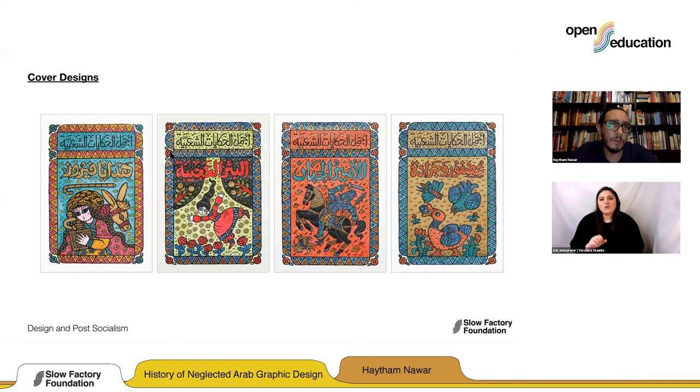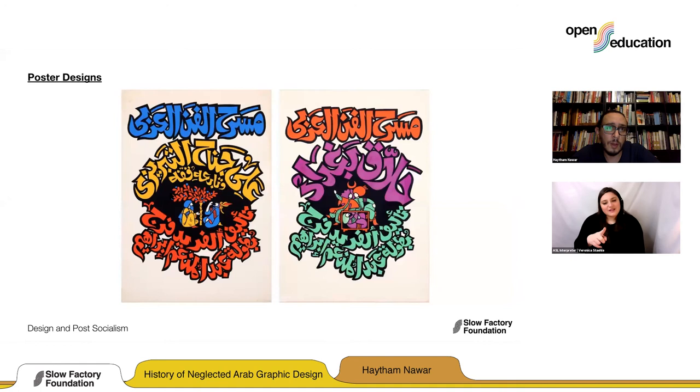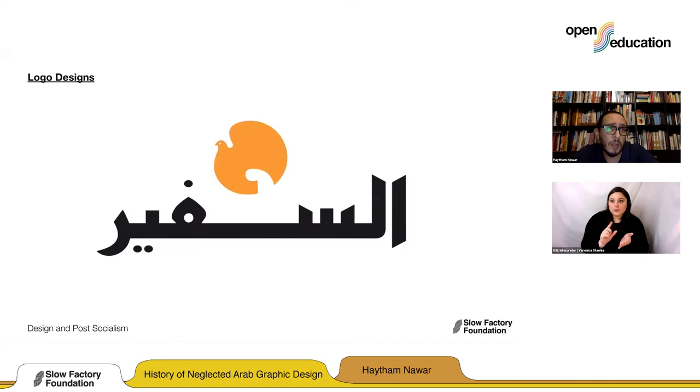Posters for Arab theater, from the 70s, based only on lettering and inspired by miniature drawings, and you can see here in the middle. The famous newspaper in Lebanon, Al Safir, the Ambassador. He was the designer of the logo, the masthead of Safir, which unfortunately has stopped at the moment.